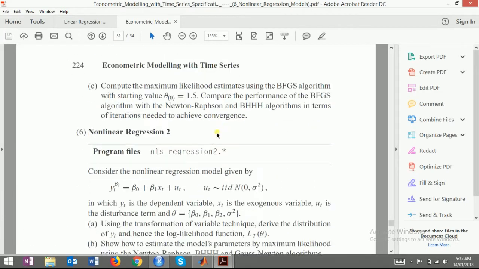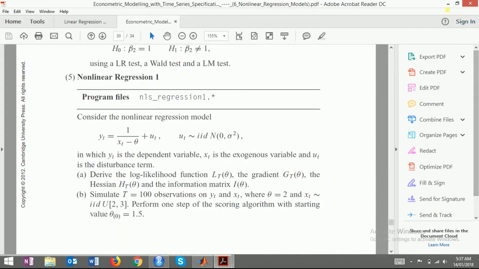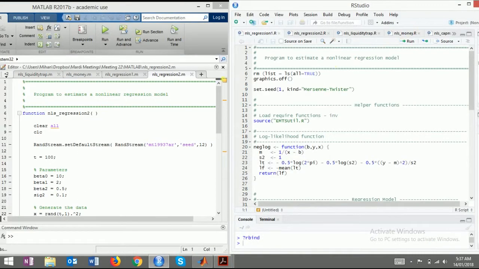Compute the maximum likelihood estimates using the Newton-Raphson algorithm with starting value theta naught equals 1.5. Compare the performance of this algorithm with the Newton-Raphson and BHHH algorithms in terms of iterations needed to achieve convergence. Okay, let's see how this is gonna go.